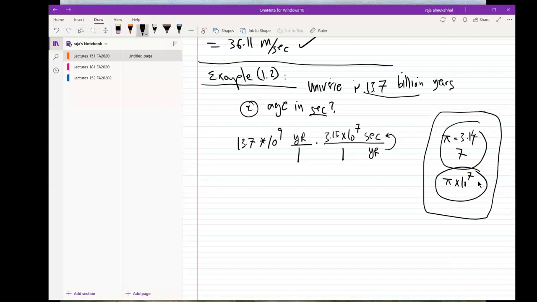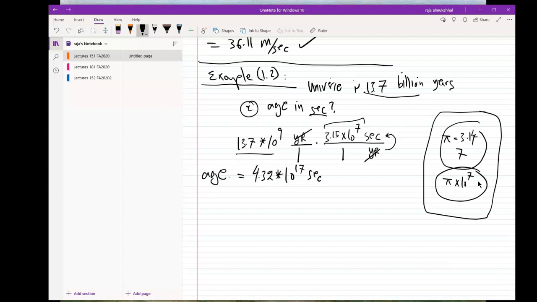So anyway, as you can see, the years cancel out, and I have this number multiplied by this number right here, and then we calculate that. And when I do the calculation, I'm going to get 4.32 times 10 to the power of 17 seconds. That's the age of the universe.